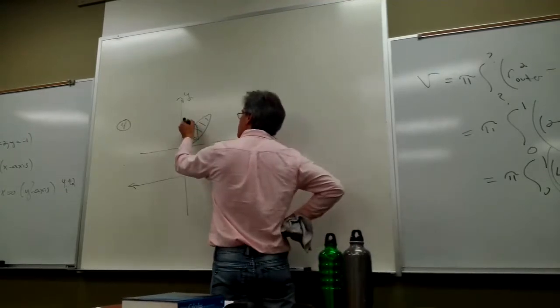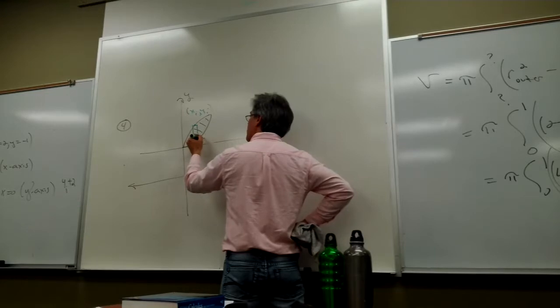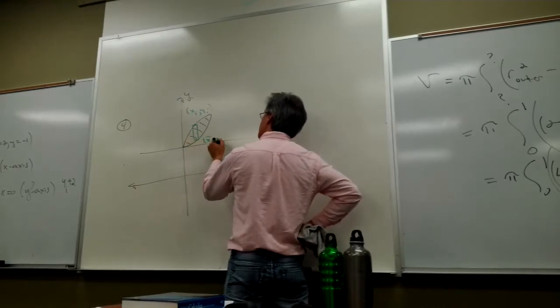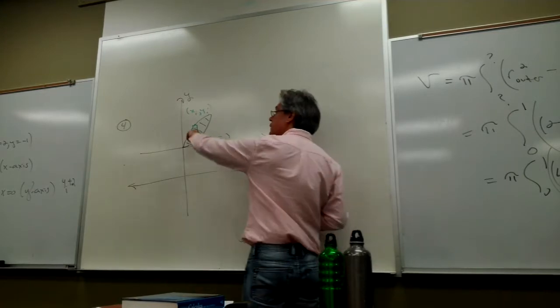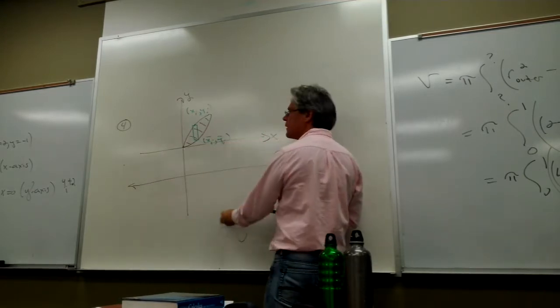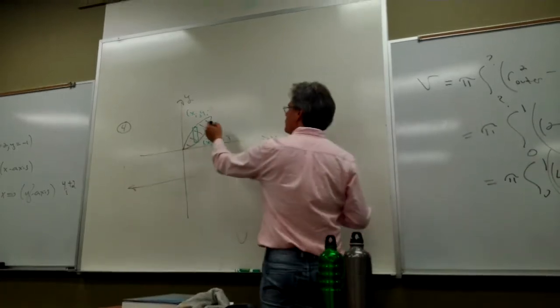Let me label this point at the tip x sub I comma y sub I. This point down here as x sub I bar comma y sub I bar. If I were to rotate this about the line y equals -1, yes or no response? Would you guys agree?